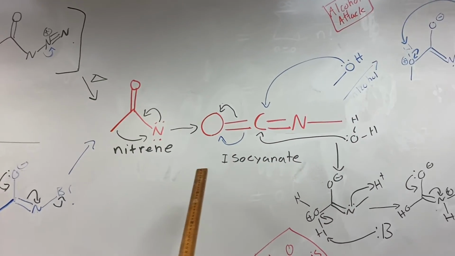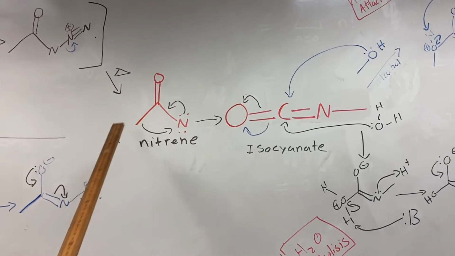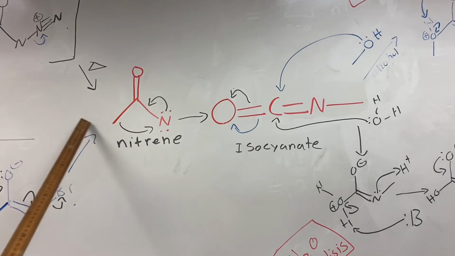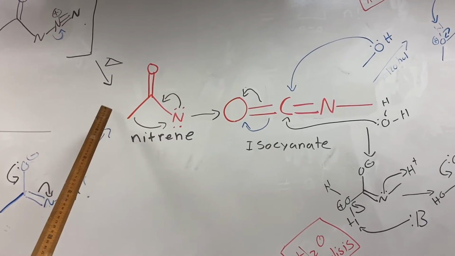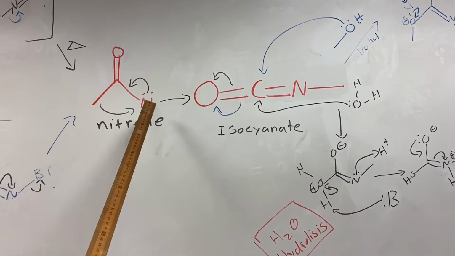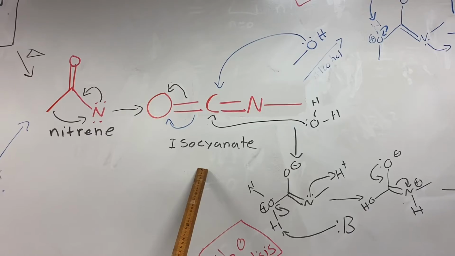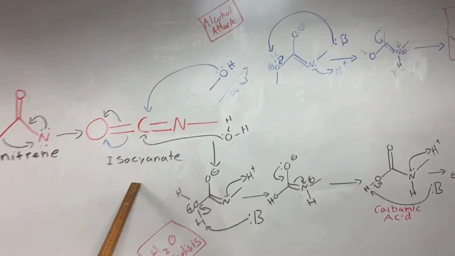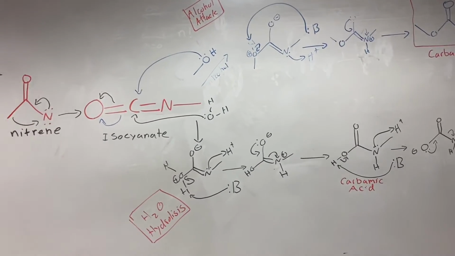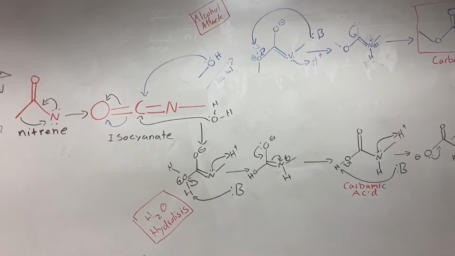So this nitrene is really important because this is where rearrangement comes in. So this alkyl group, and it can be anything, but in this case it's just a methyl group. This carbon here will go onto this nitrogen, which this lone pair will kick back down, and you form isocyanate. And this molecule is really useful. You can do a few things with it. You can either have an alcohol attack it, or you can do H2O hydrolysis.